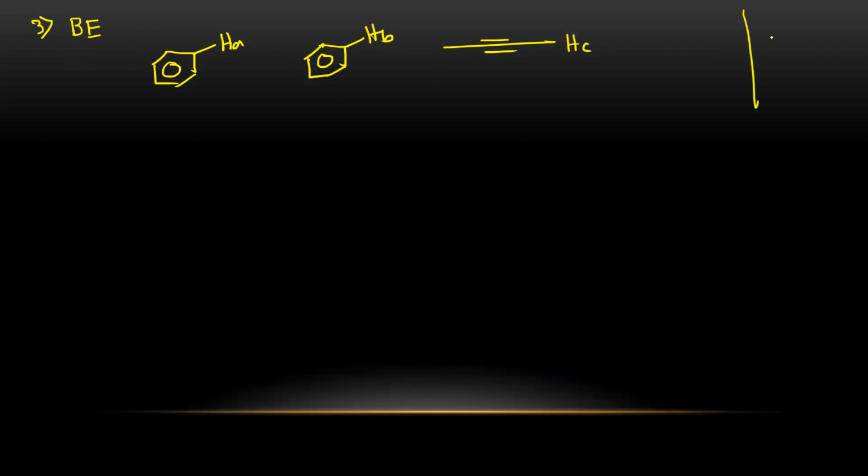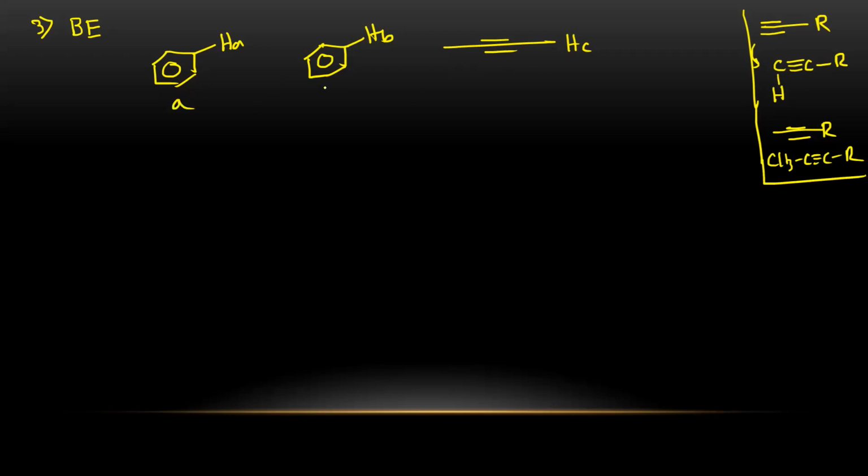Now, our third question is again, compare bond energy. HA, HB, HC. Now, I want to teach you something more. If some structure is given like this, suppose it is given R. So this means C triple bond C, R. Here one hydrogen is missing to complete the valency, like this. So this system is actually this. But when the bond is like this, that means CH3, C triple bond C, R. Okay. Now among these three, compare A, B, C.